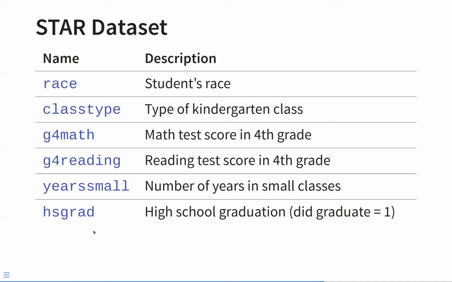So the variables we're going to talk about are race, a student's race, class type, which is the type of kindergarten class, more in a moment, G4 math, which is the student's math test score in 4th grade, so that's an outcome variable, G4 reading, also an outcome variable, that's the reading test score in 4th grade. Years small is the number of years that the student spent in small classes. And HS grad is a dummy variable that equals 1 if a student graduated from high school. That's another outcome variable.